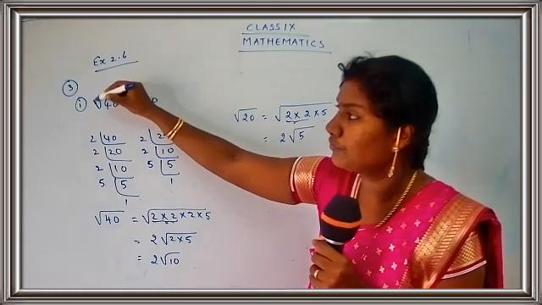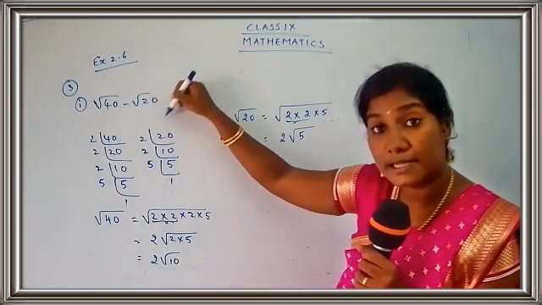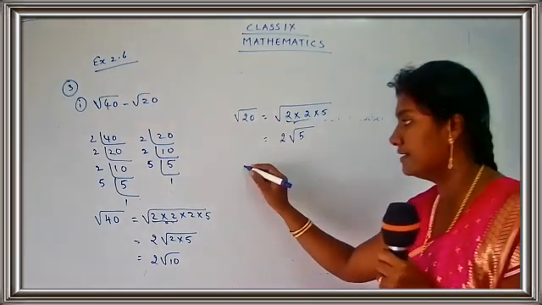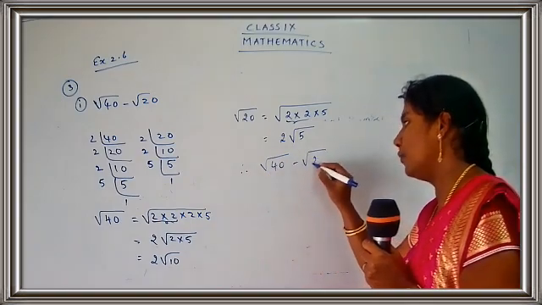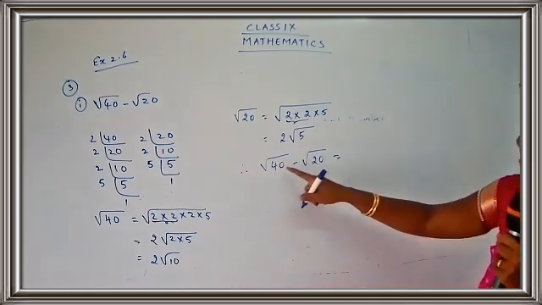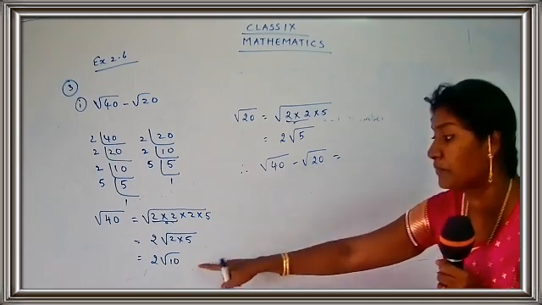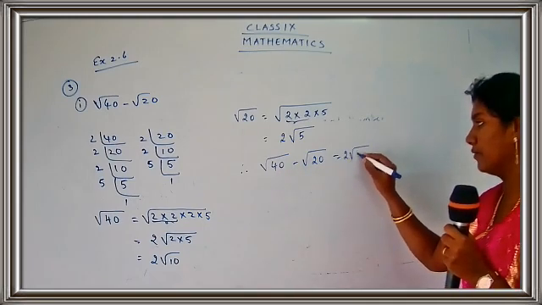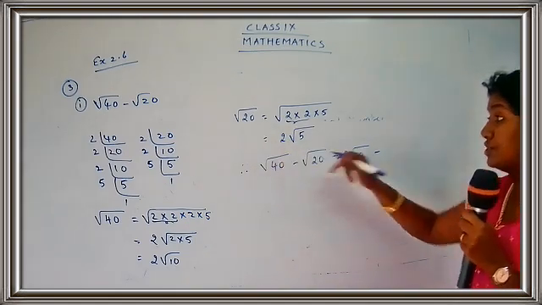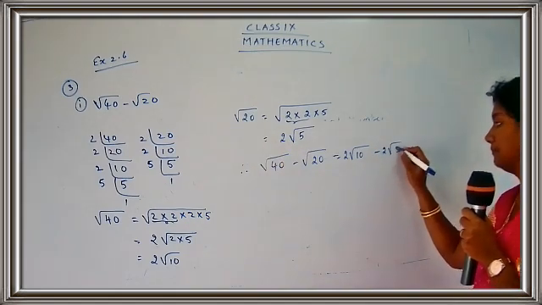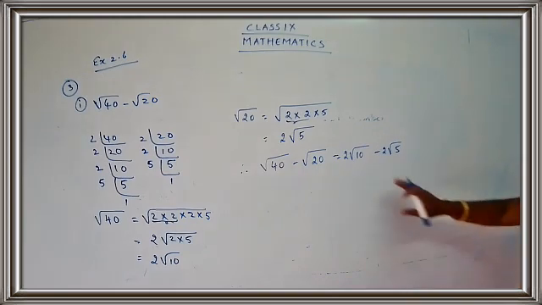So I'm just going to replace root 40 and replace root 20. Therefore, root 40 minus root 20 is equal to, what is the simplification for root 40? It's 2 into root 10. Minus. What is the simplification for root 20? It's 2 into root 5. Are you clear, children? Come on, take down the steps.